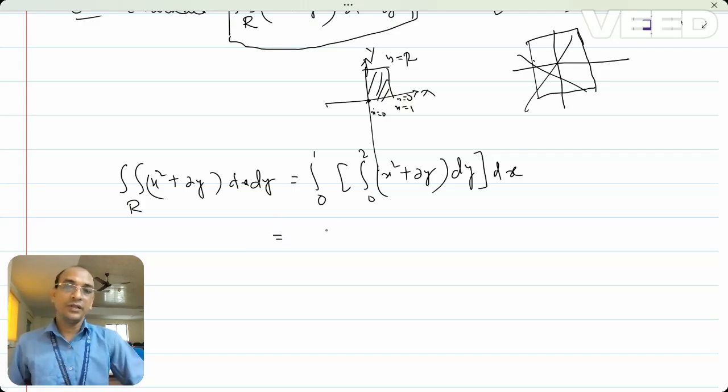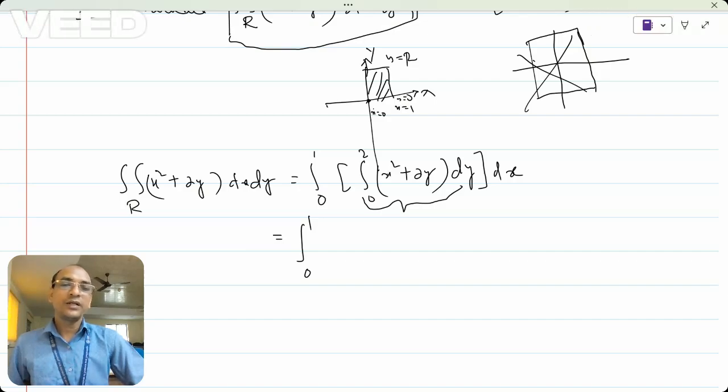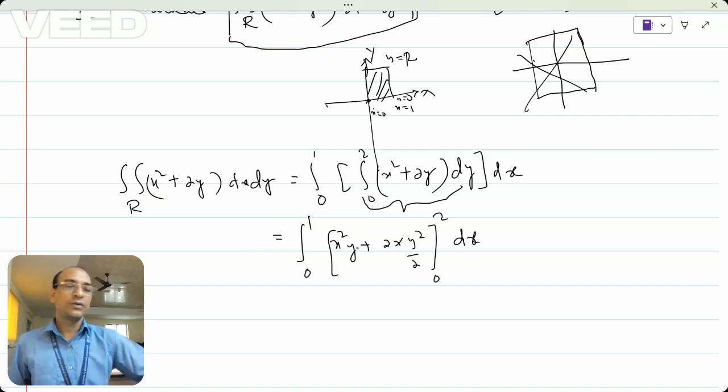Now if I evaluate this, what I will get is 0 to 1. I will not make any change here. Let me integrate the inner part first. In the inner part, with respect to y, x is constant. So the integration of x square with respect to y will be x square y. The integration of 2y with respect to y is y square by 2, and 2 is there, so I can cancel it: 2 into y square by 2. Then I will put the limit of y from 0 to 2, and whatever answer I get, I will integrate with respect to x.